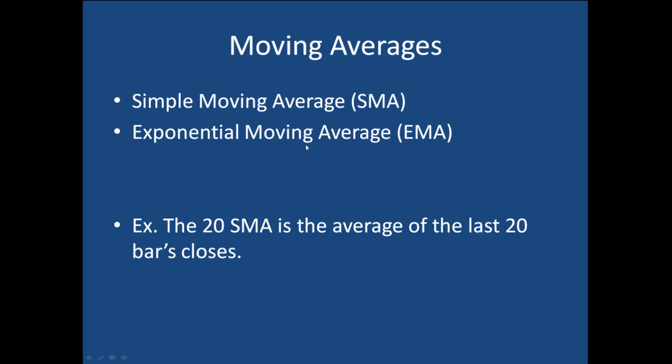And an exponential moving average just means the more recent bars are more important for this average. They have a larger weight.